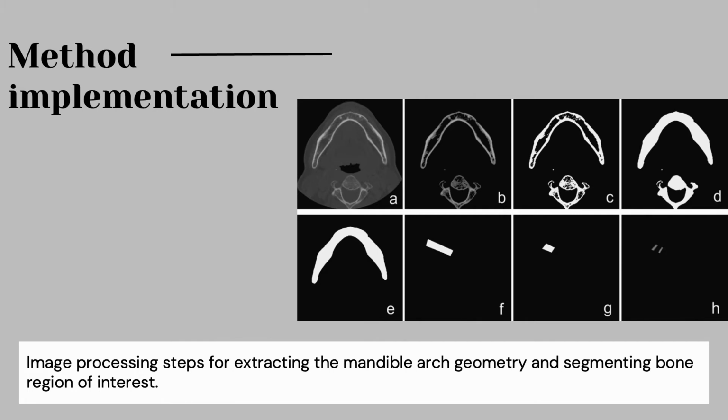In picture A, an initial axial CT image of the mandible at bone level. Next, thresholding for background soft tissue removal. C, binary conversion. And next, hole filling. E, irrelevant element removal. F, binary segmentation mask. G, binary segmented bone region. And H, intensity segmented bone region.